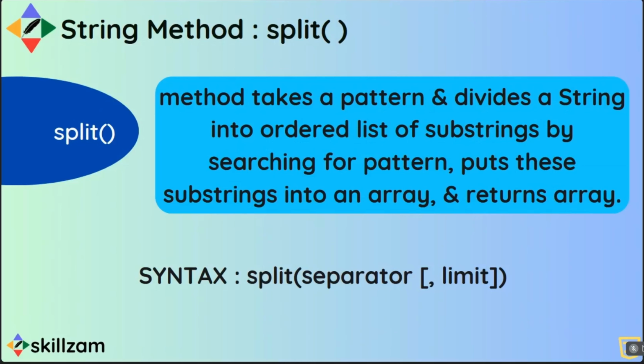So far, all these methods you have seen were returning either a substring, a string, or for that matter a Unicode. But this particular method, which is split, will return an array, an array of substrings. So how does it work? Let's take that.